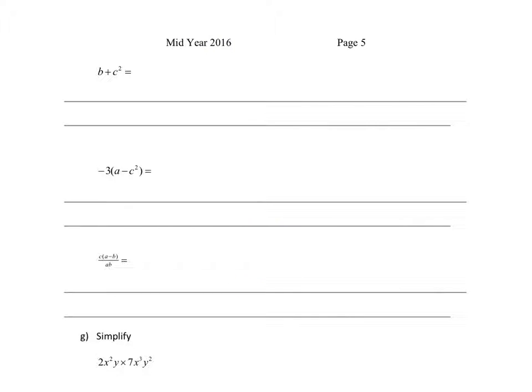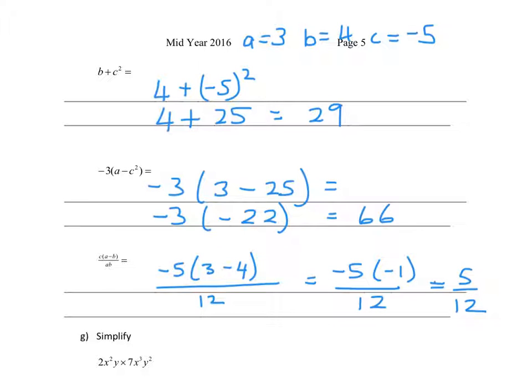Yep. Next page. In this simplifying, I've filled in the numbers already, but 4 plus negative 5 squared is the same as 4 plus 25, which is 29. On the next problem, negative 3, in my brackets I have 3 minus a negative 5 squared, which is positive 25. 3 minus 25 is negative 22, times negative 3 will be a positive 66.